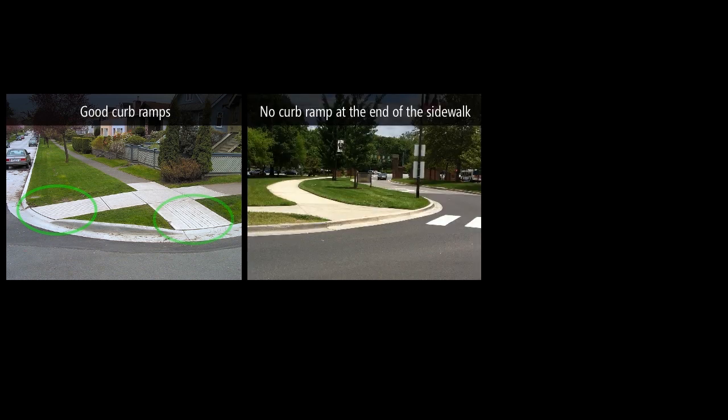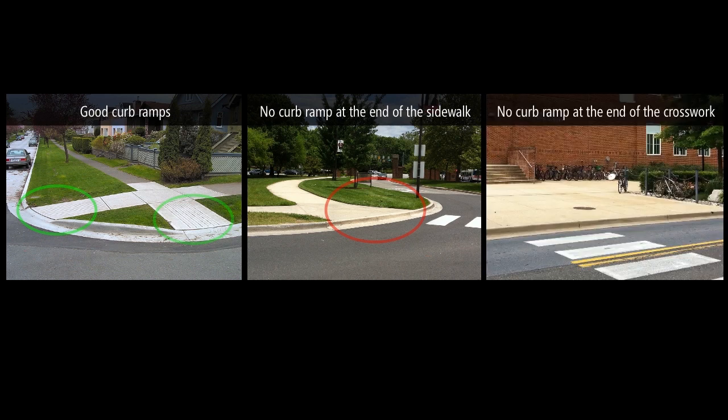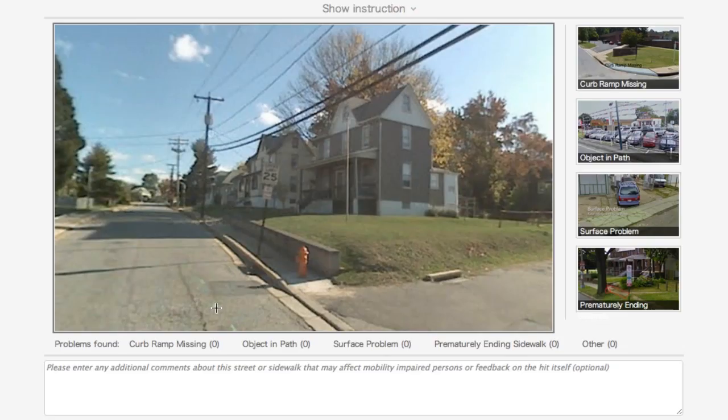If you're unfamiliar, a curb ramp, which is sometimes called a curb cut, is a ramp built into the sidewalk that allows mobility-impaired persons to get up and down sidewalks. Unfortunately, sometimes sidewalks are missing curb ramps, like in the 2 images on the right. It's your job to discover and label these sorts of problems. Now, let's look at our tool for doing this task.